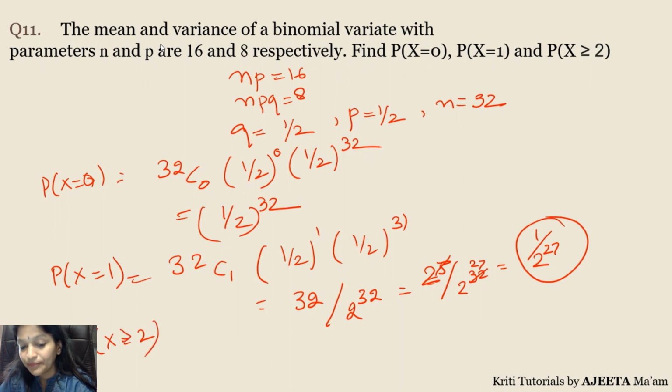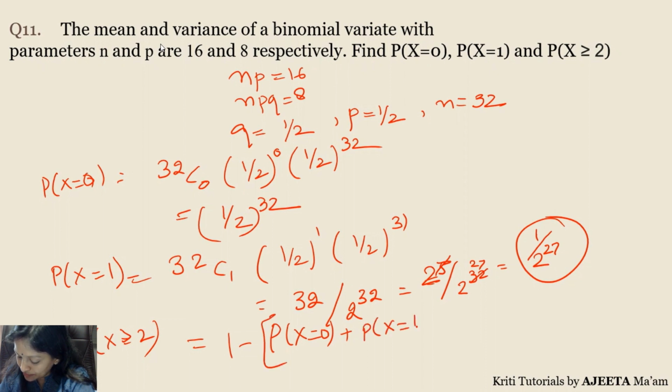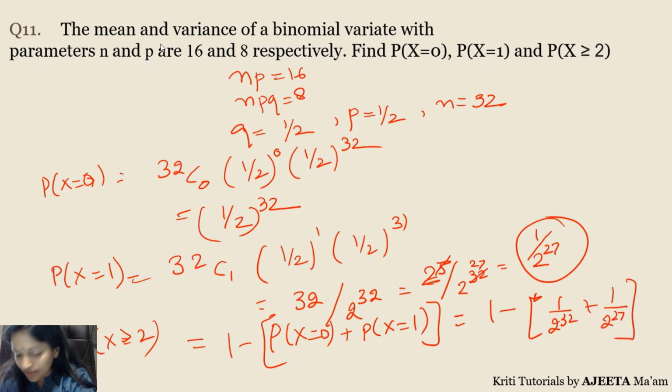and greater than. Now, greater than equal to 2 means you can also do 1 minus X is equal to 0 plus X is equal to 1. Correct? So, 1 minus X is equal to 0 is how much? 1 by 2 raised to 32 plus 1 by 2 raised to 27. Right? So, we can take the LCM and solve it.